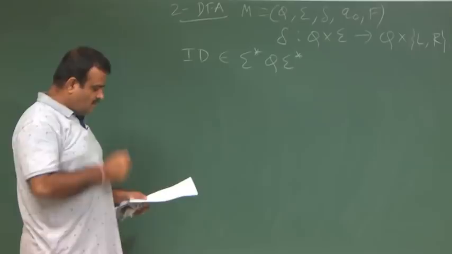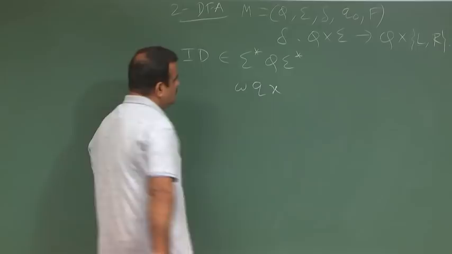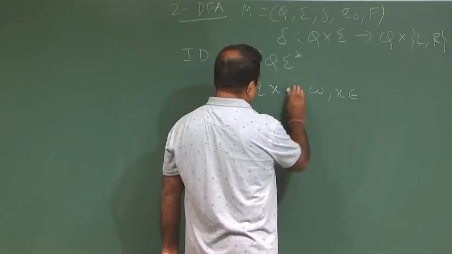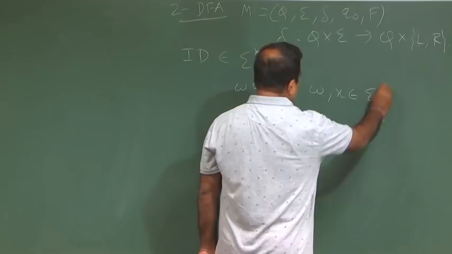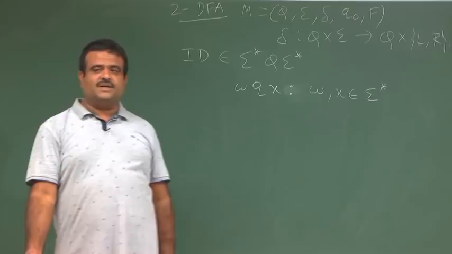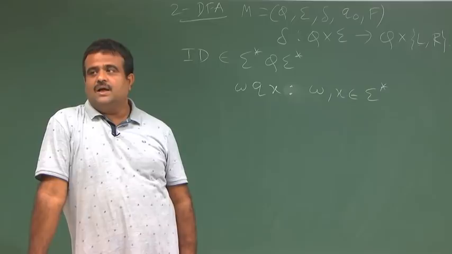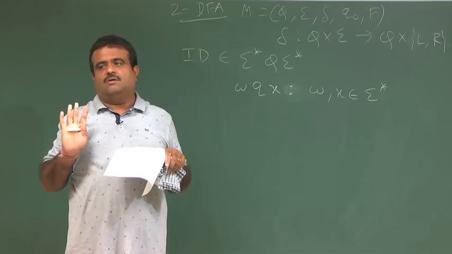Okay. So, basically it is of the form w q x. Here w and x come from sigma star, these are all strings, and q is the state at that point of time. It is not the starting state; the starting state is q0. So, at some point of time, this is the snapshot of the system, of the automata, of the finite machine.